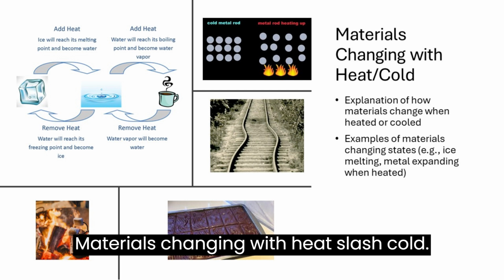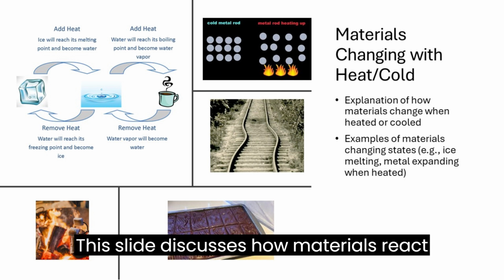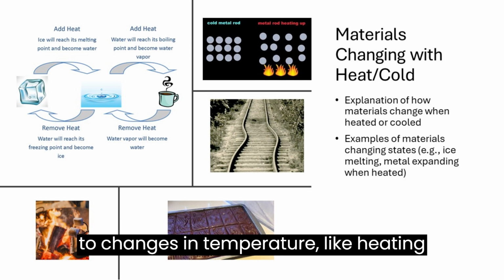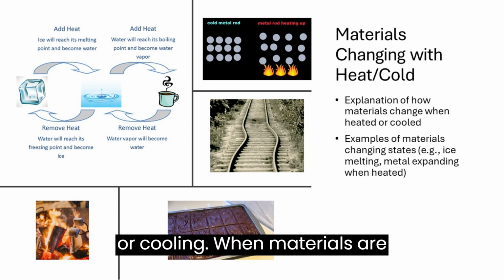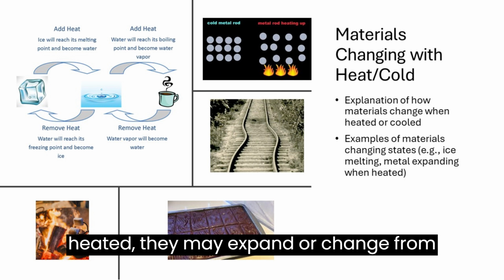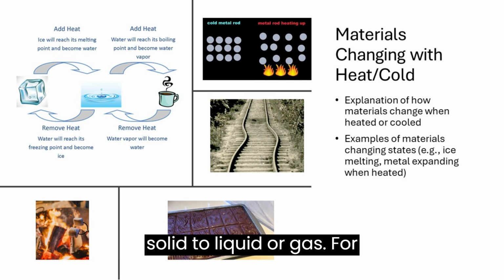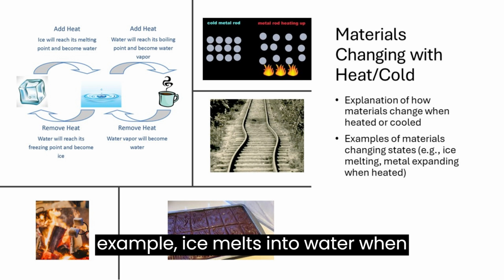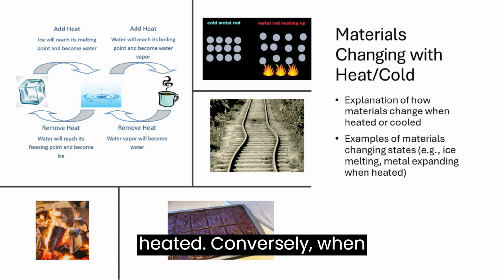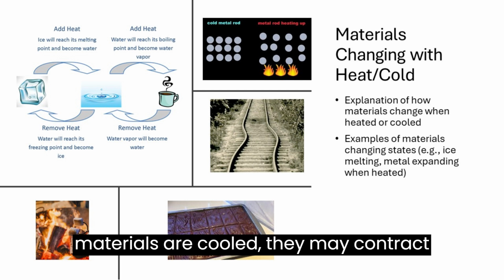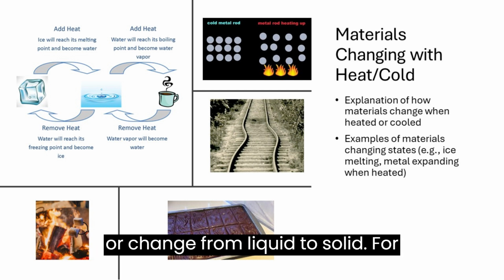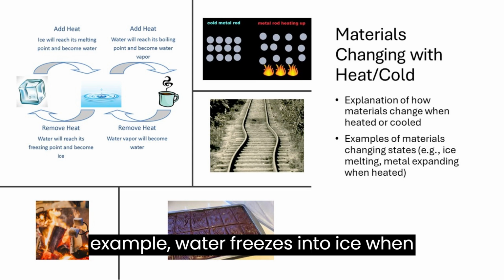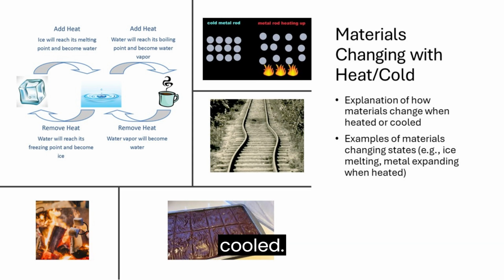Materials changing with heat/cold. This slide discusses how materials react to changes in temperature, like heating or cooling. When materials are heated, they may expand or change from solid to liquid or gas. For example, ice melts into water when heated. Conversely, when materials are cooled, they may contract or change from liquid to solid. For example, water freezes into ice when cooled.